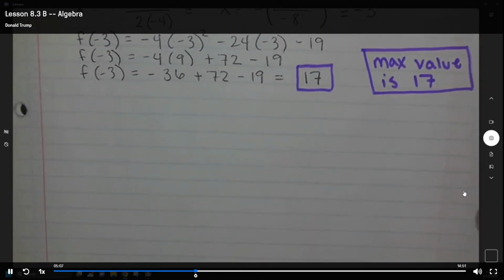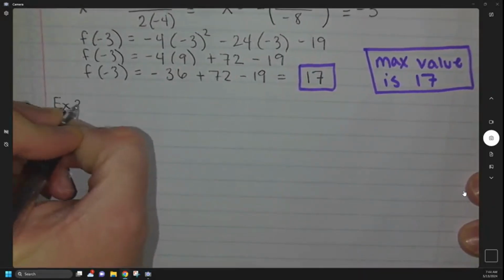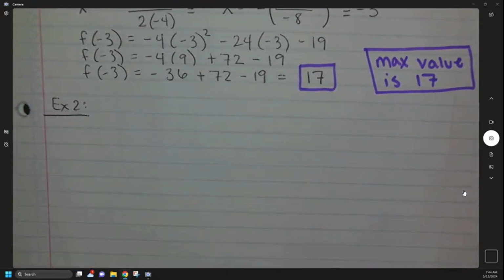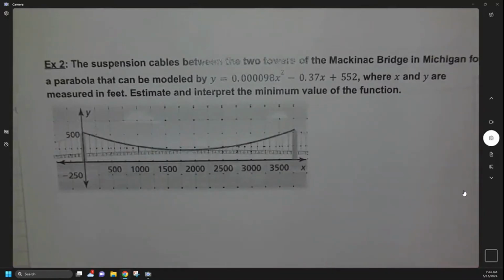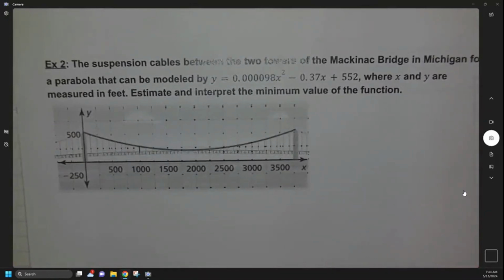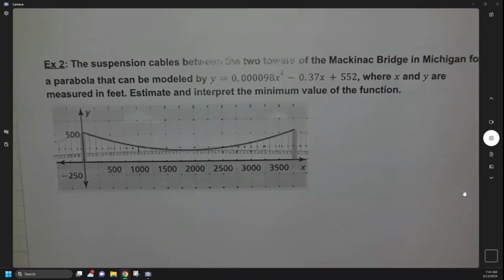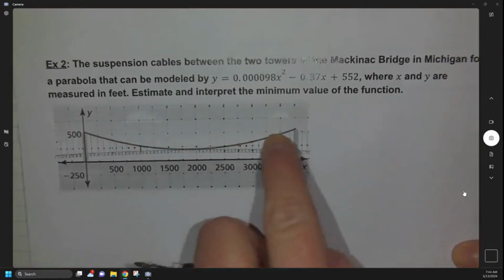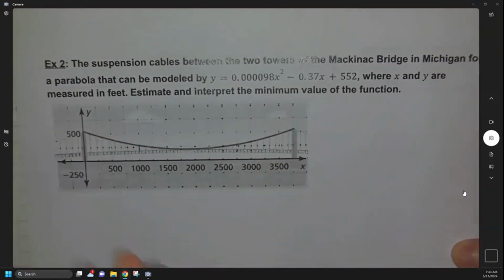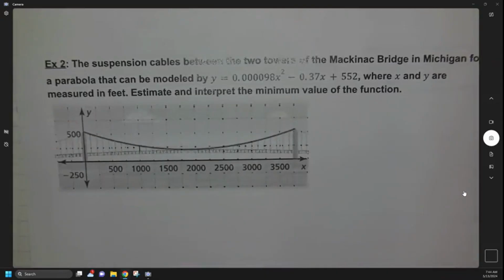All right, let's take a look at example 2. Example 2 says, the suspension cables between the two towers of the Mackinac Bridge in Michigan form a parabola that can be modeled by y equals 0.000098x squared minus 0.37x plus 552, where x and y are measured in feet. Estimate and interpret the minimum value of the function. So notice that this parabola is facing upwards, so we have a minimum value for this graph.